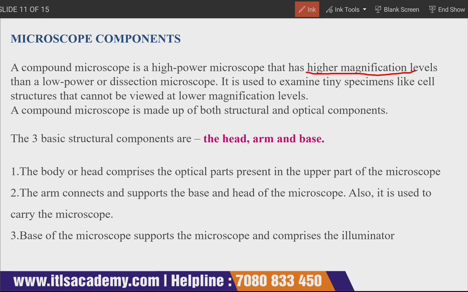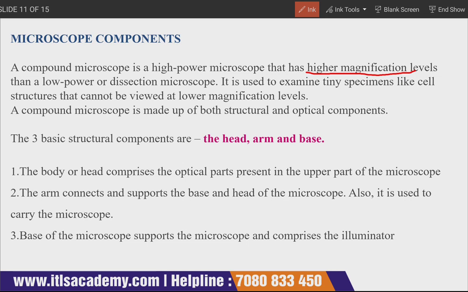That makes an image very enlarged, right? So what do they do? They have a higher power and higher magnification as compared to other microscopes. It is used to examine a very tiny specimen, meaning a cell. As you all know, the cell is the very basic study of any biology.